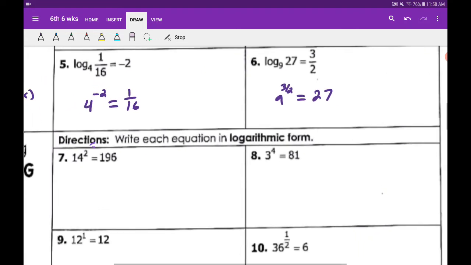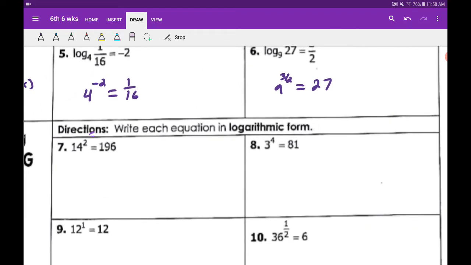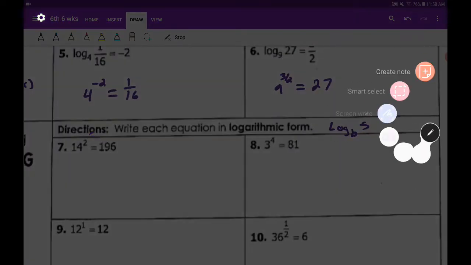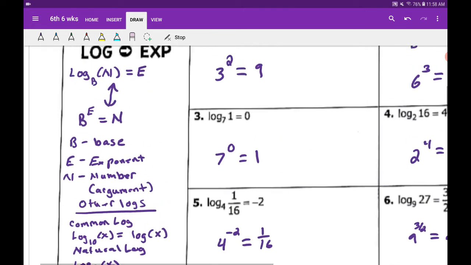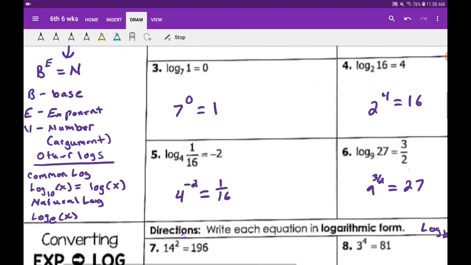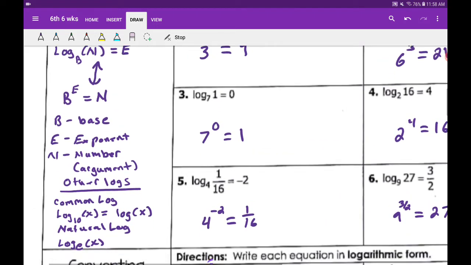All right, so now we're going to write each equation in logarithmic form. We're just going to go the other way, and this time we're going to write this out: log base b of n equals e. Again, we're just going back and forth using this conversion here. If we know what our base, our number and our exponent are, we're just writing it differently.